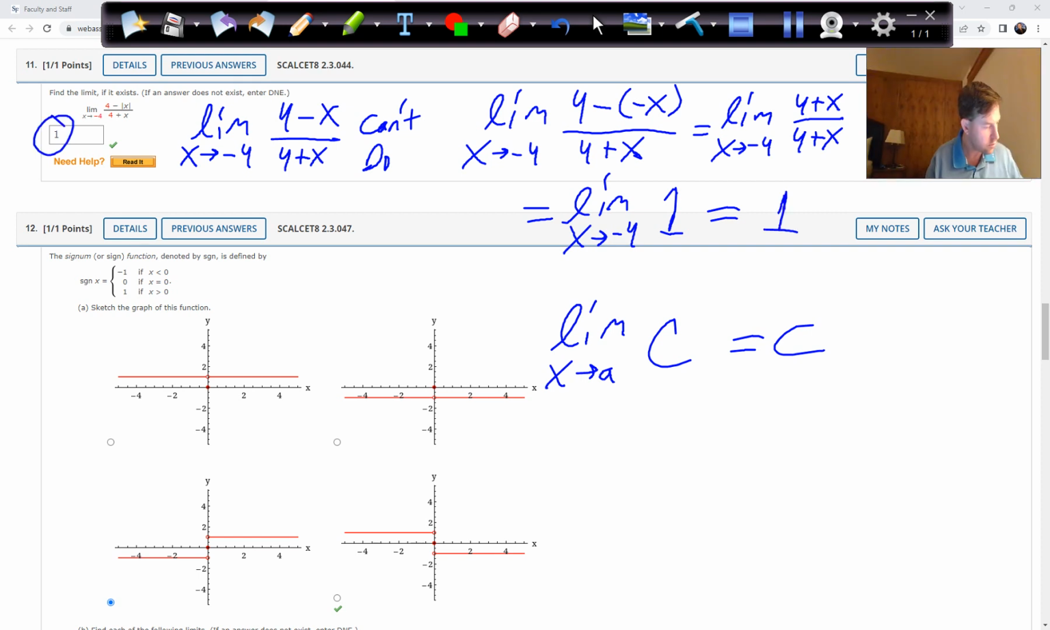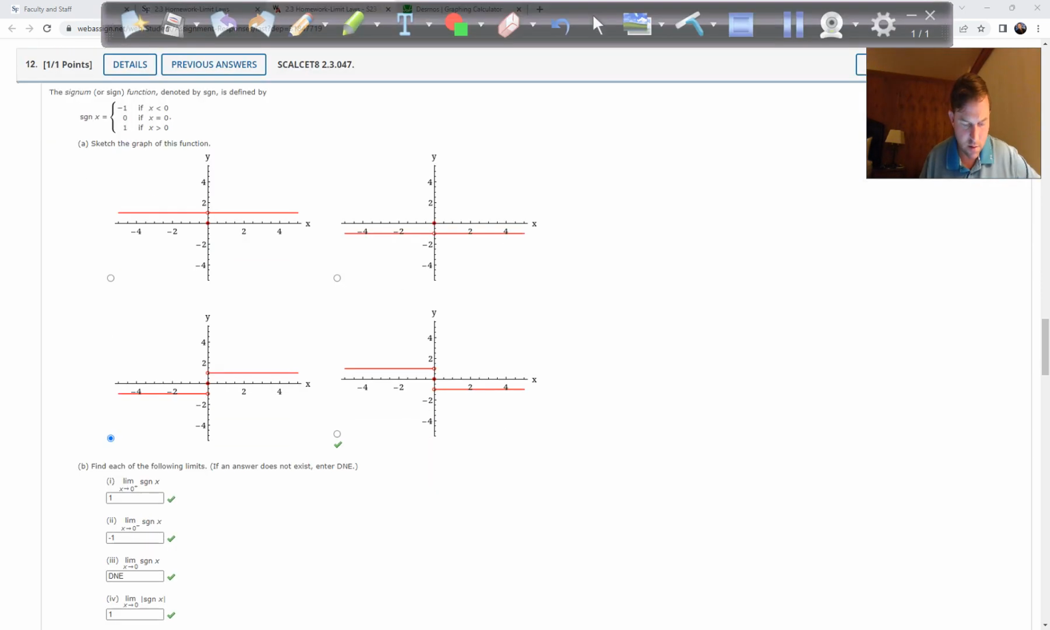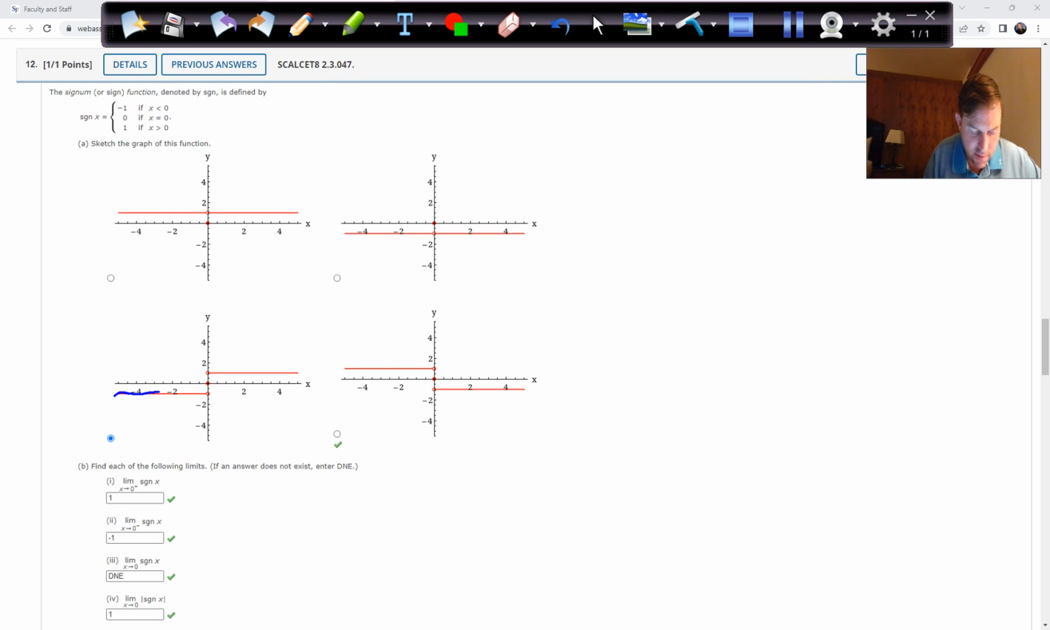Okay, problem 12. We've got what's called a piecewise function. This is called the sign function. Sign of x equals -1 if x is negative, it's 0 if x is 0, and it's 1 if x is positive. So the correct graph for that is this one right here. It's a constant -1 if x is negative. At 0, you get a dot at 0, and then if x is positive, you have a hole and then positive values. So that's the picture, and then from that, hopefully we can answer the questions.